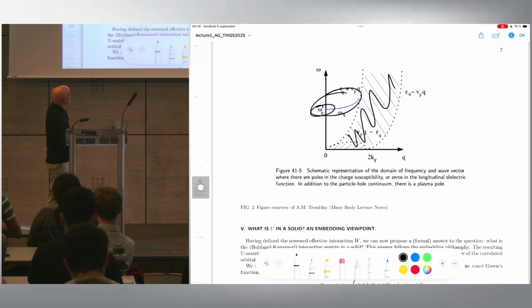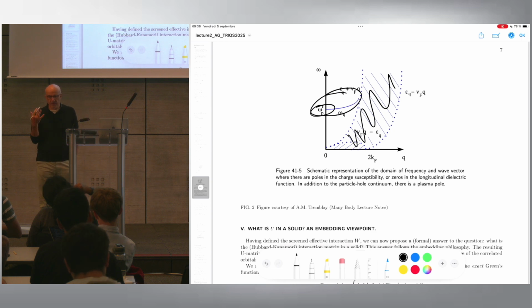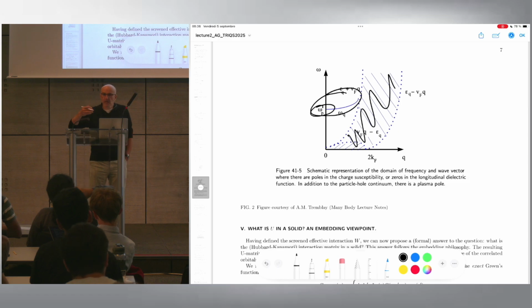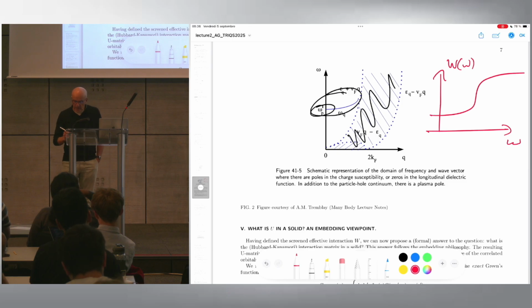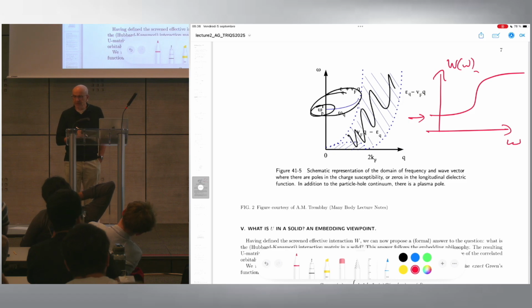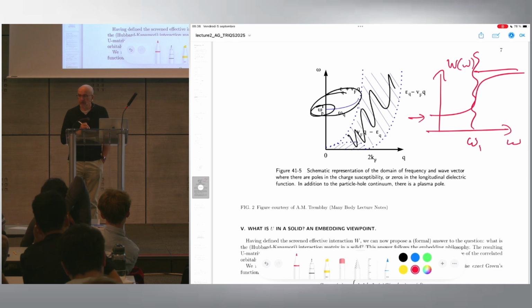So physically, why is this important? Because what you would expect is that when the frequency is much smaller than the plasma frequency, there is a lot of screening. And when the frequency is much larger than the plasma frequency, then screening is weaker. So this implies that W of omega, as a function of omega, you expect to be something like that, where there is a low frequency screened value of W and a high frequency unscreened value of W. This is roughly happening at omega p.